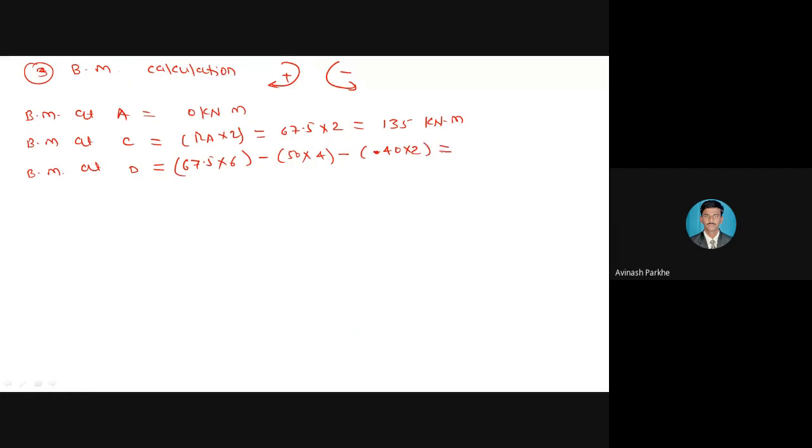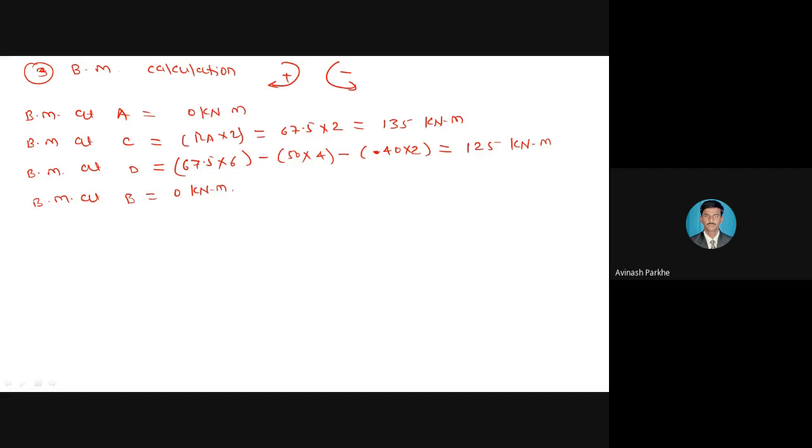What will be the bending moment at point D? 125. Yes, 125 kilonewton meter. After point D, the bending moment at B, the end point, is 0 kilonewton meter.